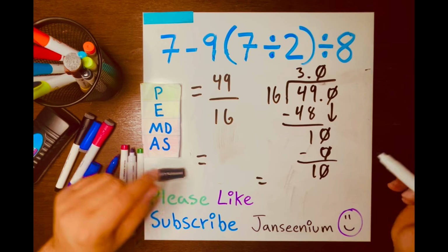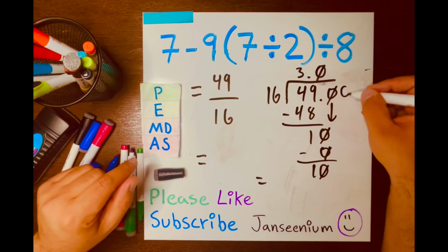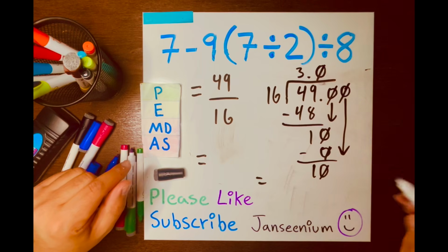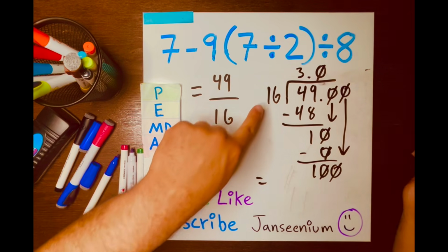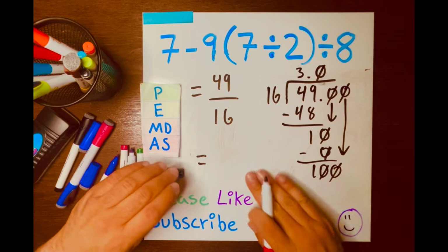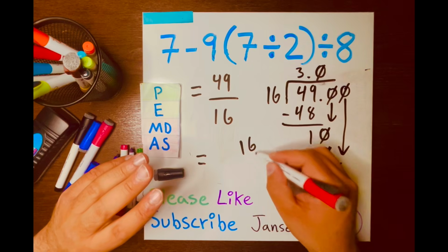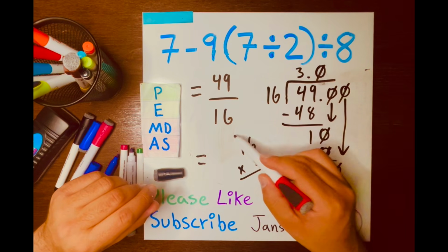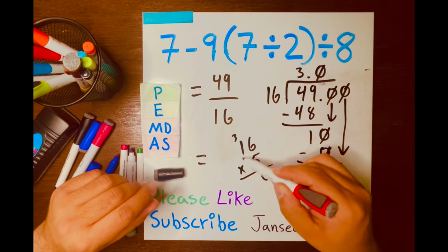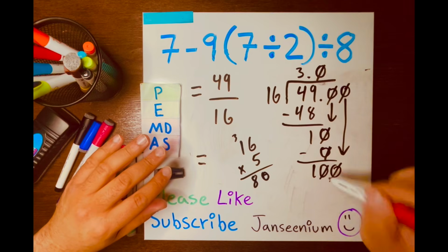And then you cannot fit 16 into 10, so the 10 needs to borrow a 0. And so here's another 0. So now the 10 becomes 100. Now, how many times can 16 fit into 100? Well, I will use the 5 as the anchor. So 16 times 5: 6 times 5 is 30, and 5 times 1 is 5, 6, 7, 8. So that's 80. We're getting close to 100.